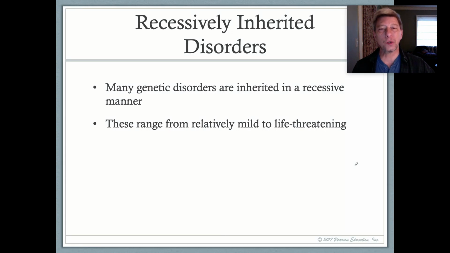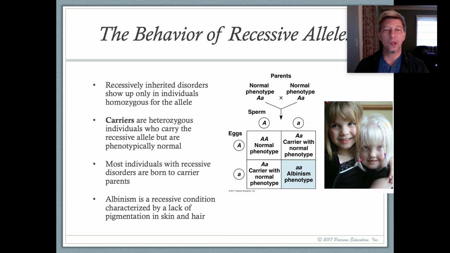Okay, so let's start with recessively inherited disorders. Many genetic disorders are inherited in a recessive fashion. An example of a recessive gene that is passed on is the one that causes albinism, making a child an albino. Now, recessive disorders can only show up in individuals that are homozygous for the recessive allele.